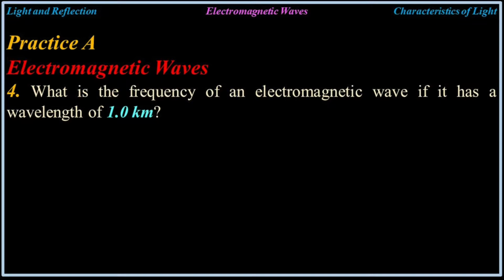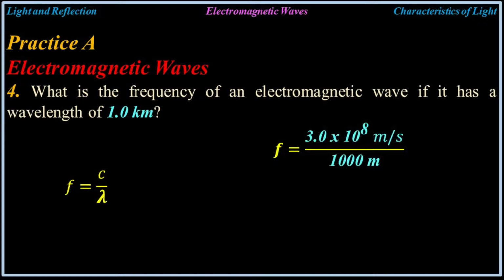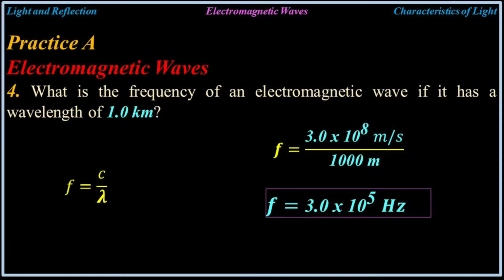What is the frequency of an electromagnetic wave if it has a wavelength of 1 kilometer? So a very, very long wavelength. It's going to probably have what kind of frequency? So make sure you change it from kilometers to meters, and you'll get 3 times 10 to the 5th hertz.